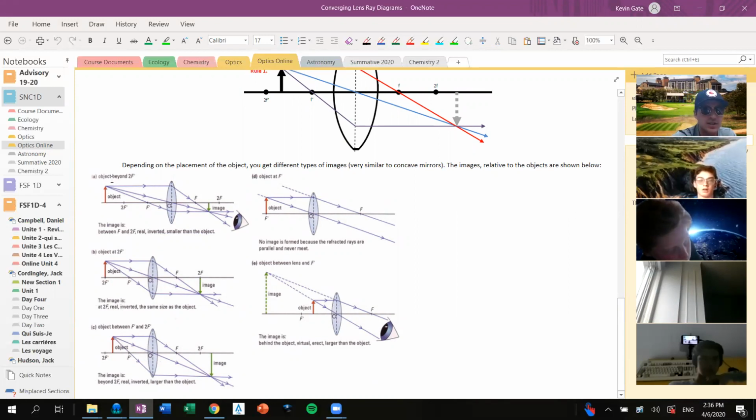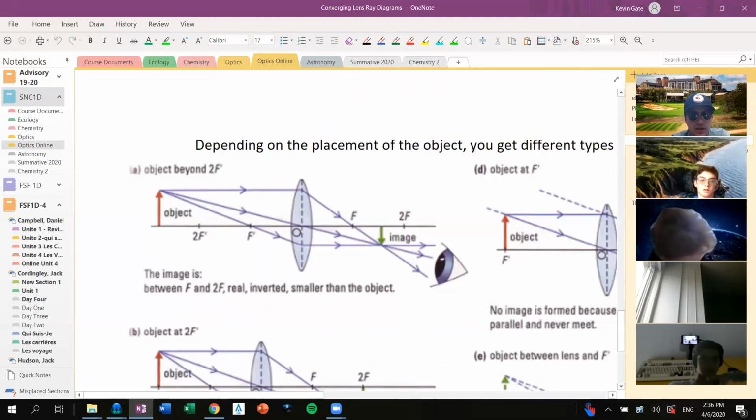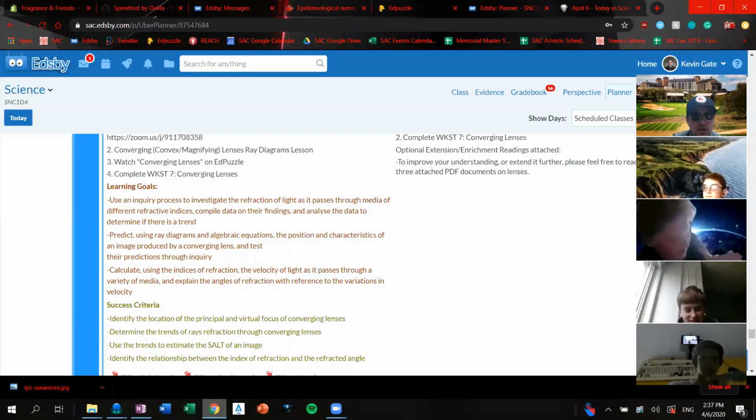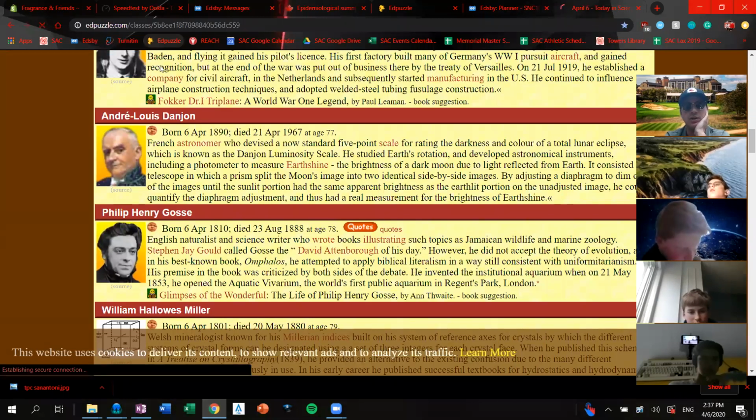So if we direct our attention to this first image here in the OneNote, it says that if an object is beyond 2F, will the image produced be increased or decreased in size? It should have shrunk in size, and I'm being told that the Edpuzzle has the wrong answer for that question. So I will go through and mitigate that for you guys on my own end. But for now, I don't want you guys to sweat that. Go through the Edpuzzle, answer the questions correctly, and if there is a mislabeling, fire me an email, and I will take care of it.